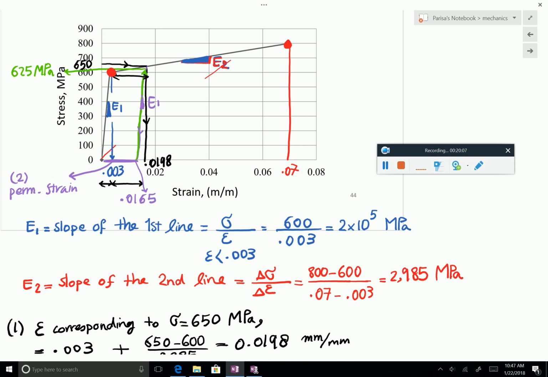So if someone tells you, okay, we said that the yield stress is 600, how can you say you have only elastic strain if you load up to 625? How would you answer that question? Exactly, because the loading history matters. Before, when you go to 650, you are doing a strain hardening. You are raising the yield stress. You are making the elastic region longer.